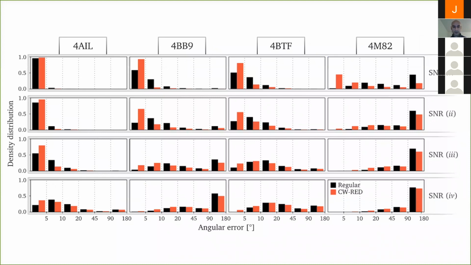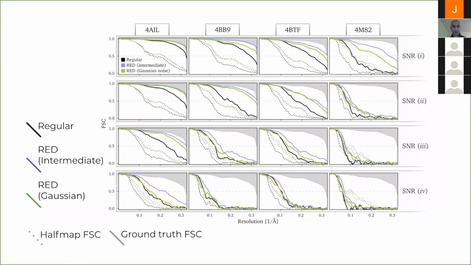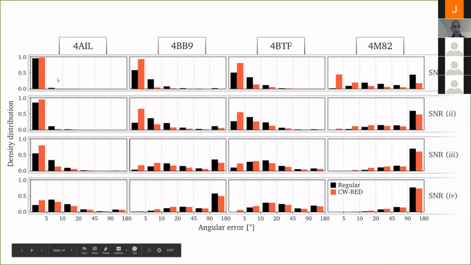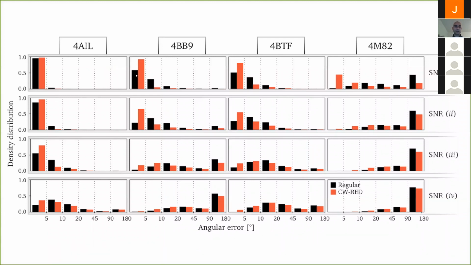Now, for the intermediate reconstruction, basically this is the best results that we got, and you can see that for the same type of setup where you have rows, SNRs, and columns being the different models, we can see that the angles, the actual reconstructed angles, the estimates of the angles, the error in the angles are much better. The errors are much lower.